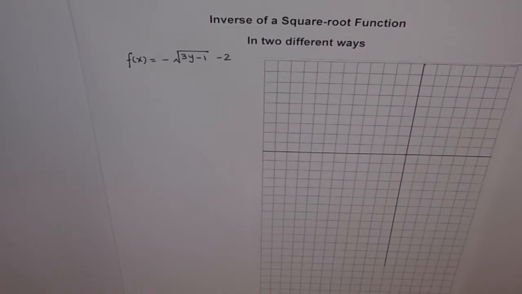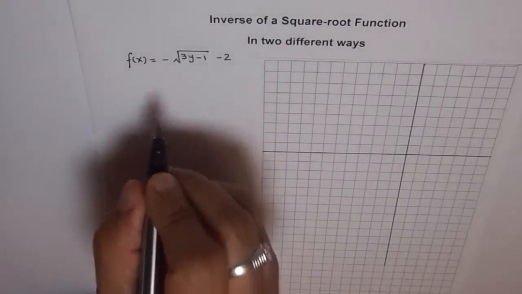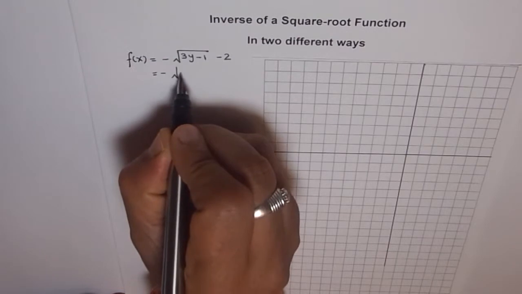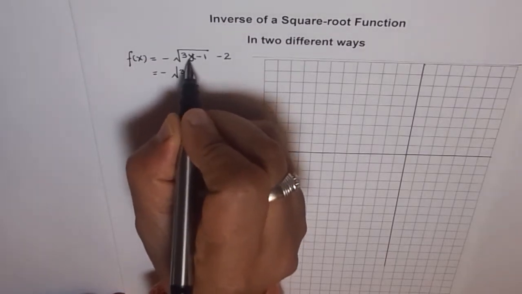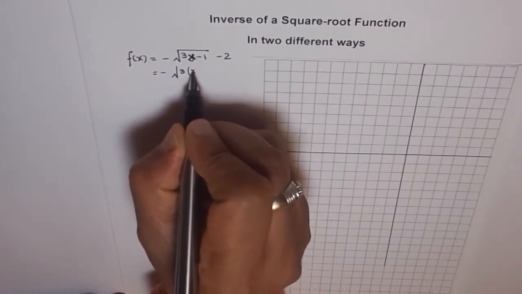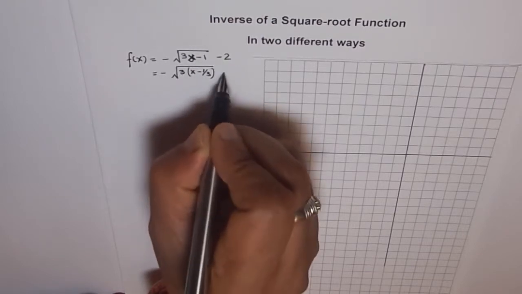Now first let's try to factor the things inside the radical. In that case we get minus square root of 3, I should have written x, right? 3x. So it becomes 3 times (x minus 1 over 3), minus 2.